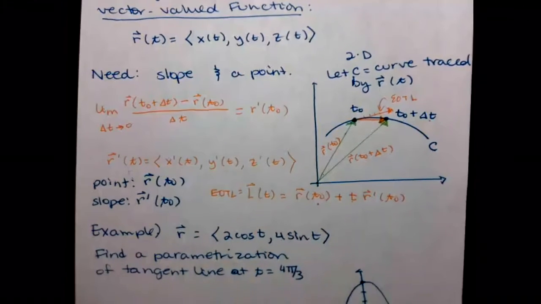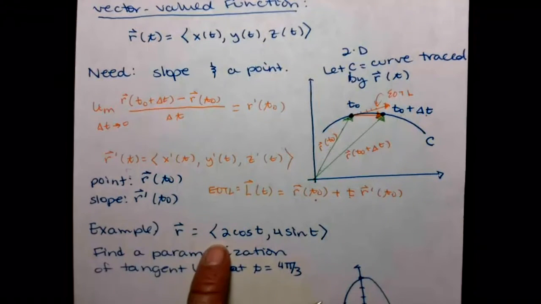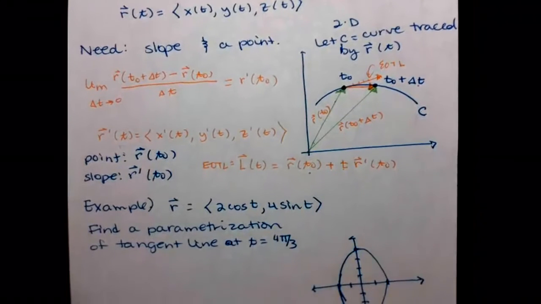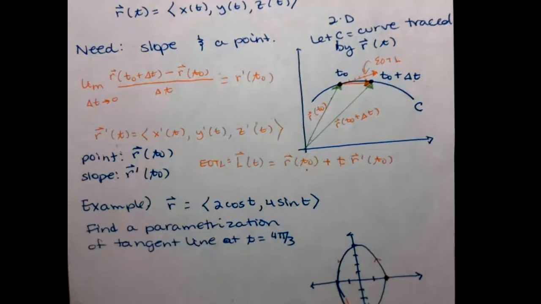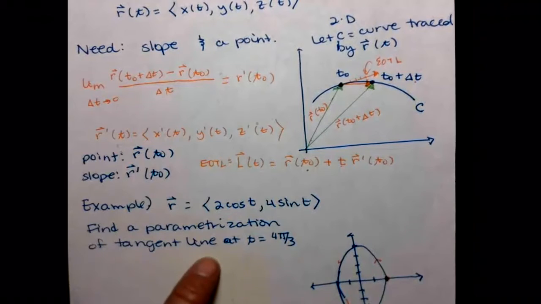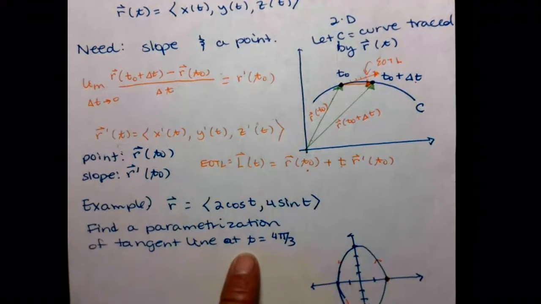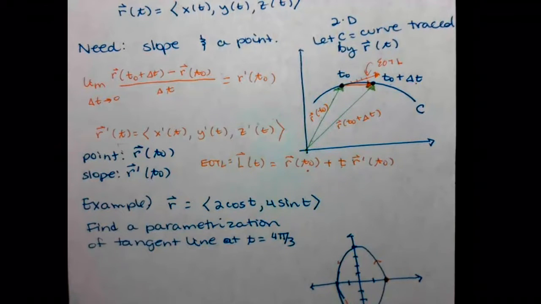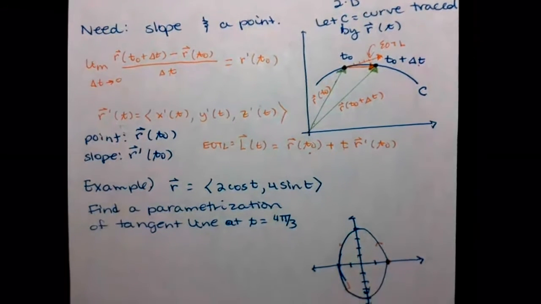Okay, so let's go ahead and practice. I've got r equal to 2 cos t, 4 sine t. It's this ellipse down here in 2 space that I've drawn. You can convince yourself it starts here at t equals 0 and retraces out this way. So let's find the parameterization of the tangent line at t equals 4 pi thirds. Notice I say find a parameterization, because parameterizations are not unique. You can always change your parameterization if you need to get someplace faster or slower.